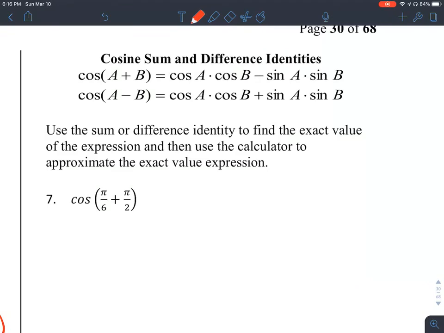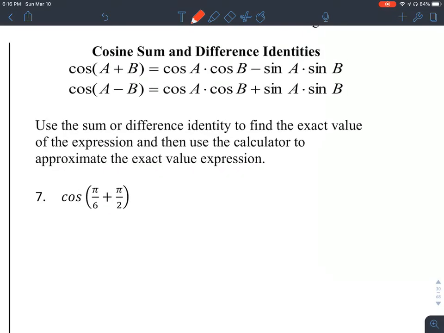All right, number 7, use sum or difference identity for cosine to find the exact value. Oh, it also says use a calculator to approximate the value. Yeah, I'm not going to use a calculator. You can do that if you want, but I'm not going to. I'm a rebel that way.